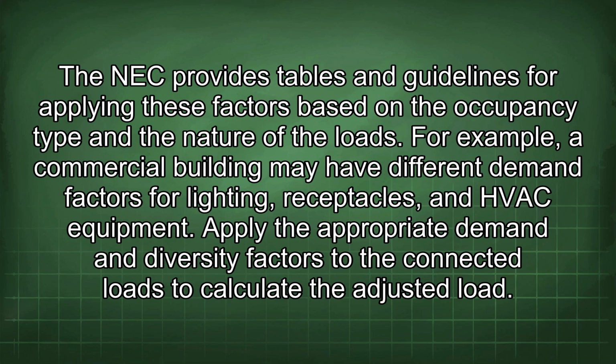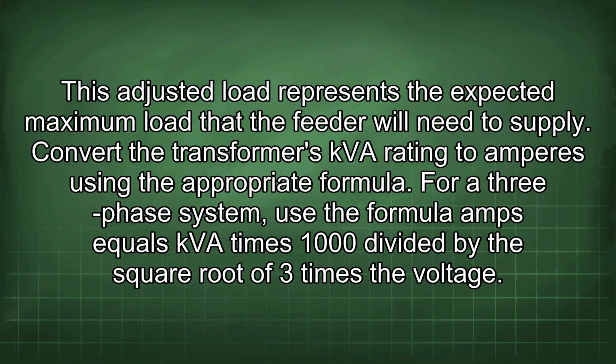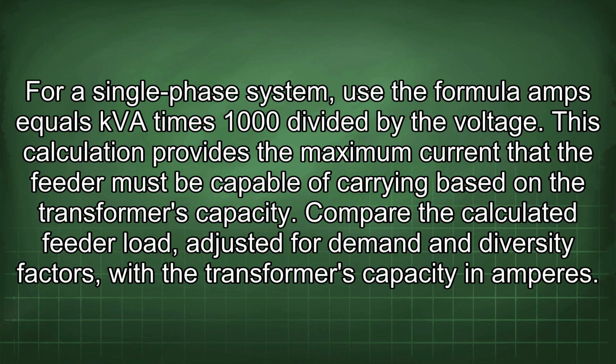Apply the appropriate demand and diversity factors to the connected loads to calculate the adjusted load. This adjusted load represents the expected maximum load that the feeder will need to supply. Convert the transformer's kVA rating to amperes using the appropriate formula. For a three-phase system, use the formula amps equals kVA times 1000 divided by the square root of 3 times the voltage. For a single-phase system, use the formula amps equals kVA times 1000 divided by the voltage. This calculation provides the maximum current that the feeder must be capable of carrying based on the transformer's capacity.